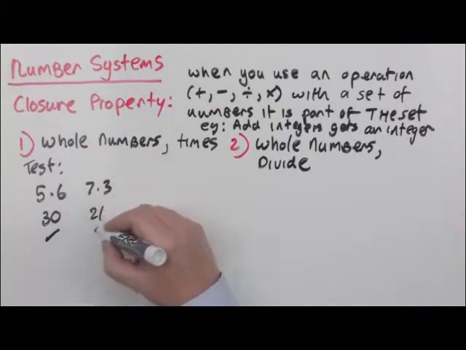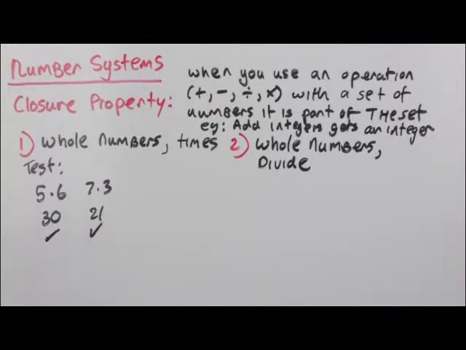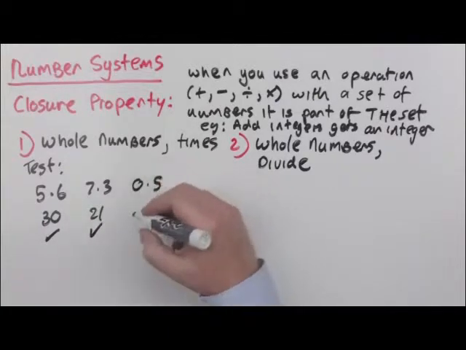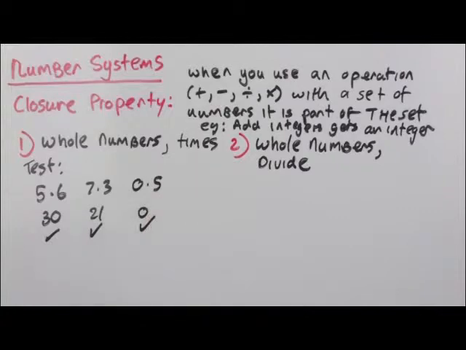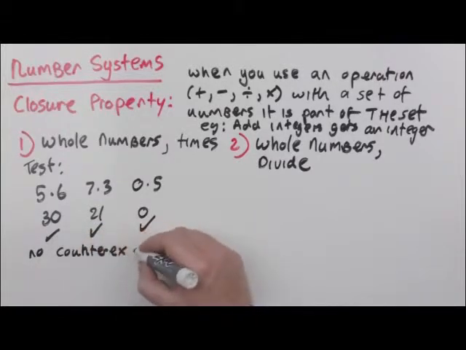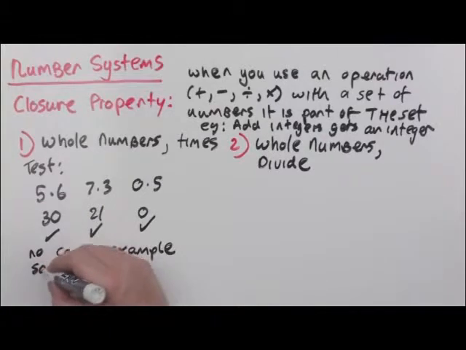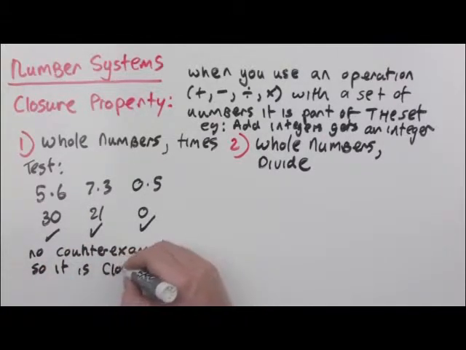7 times 3. 7 times 3 is 21. That's a whole number. It works. Let's pick another whole number. 0 times 5. Multiply them. That's 0. That's a whole number. Since there's no counterexample here, I can't find one. I can't think of another counterexample. So it is a closed set. Whole numbers is a closed set for times.